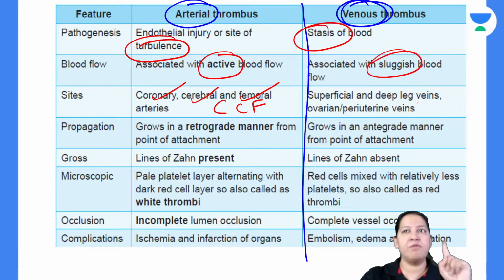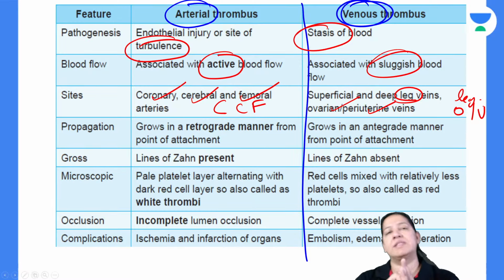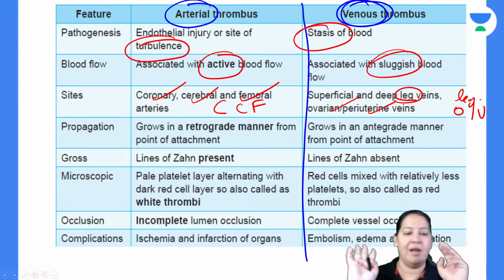Among the veins, thrombus formation basically occurs in the leg veins, superficial and deep leg veins, number one, and the ovarian and periuterine veins. So leg veins, ovarian vein, and periuterine veins. These are the three veins. Learn the example.